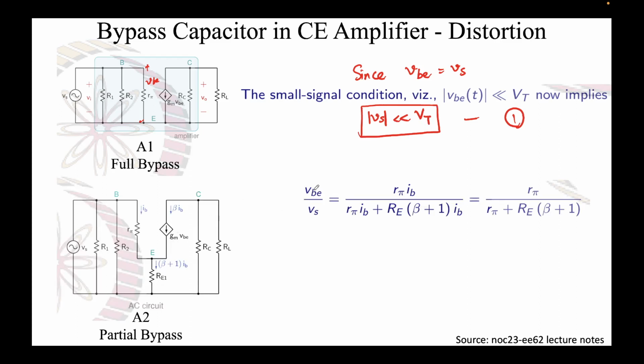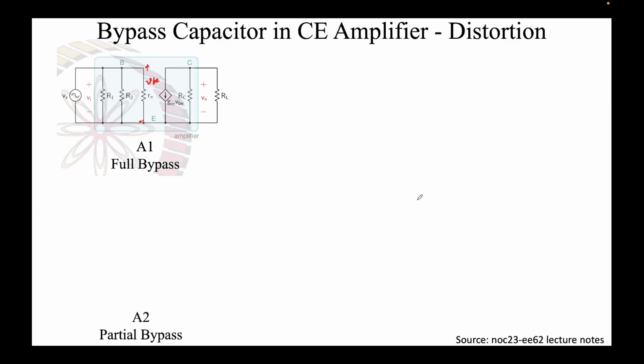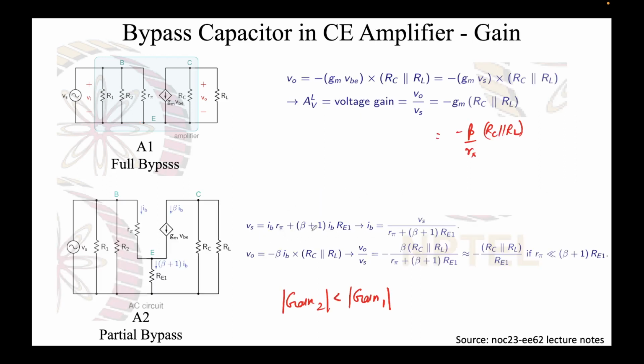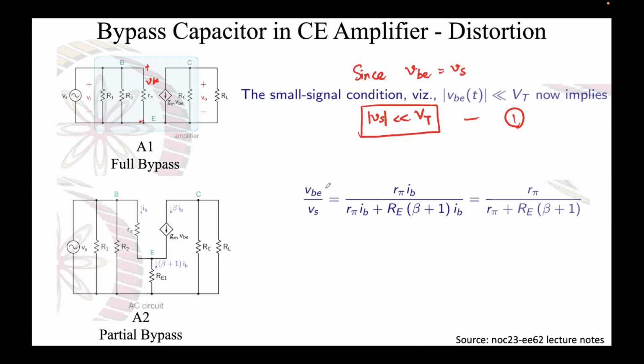So again, from the previous slide, you know that Vs is related to IB, right? From this, you can do some algebra and find out VBE over Vs. This is VBE. So VBE is nothing but R pi into IB, and Vs is nothing but IB R pi plus beta plus 1 IB times RE1. So all of these expressions, IB is there in the previous slide. When you do that, you can obtain this expression for VBE over Vs.